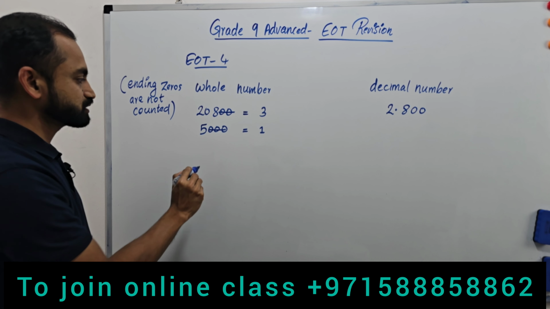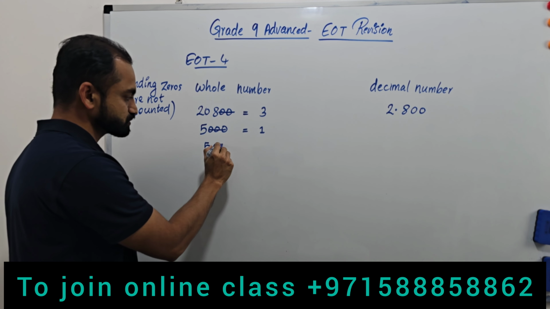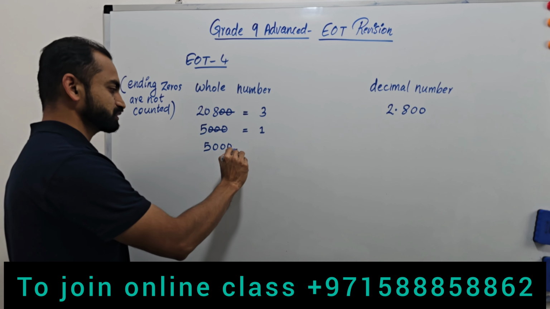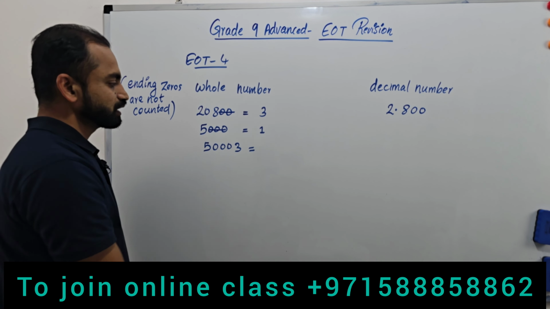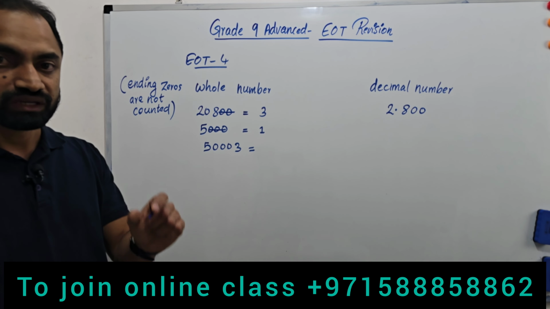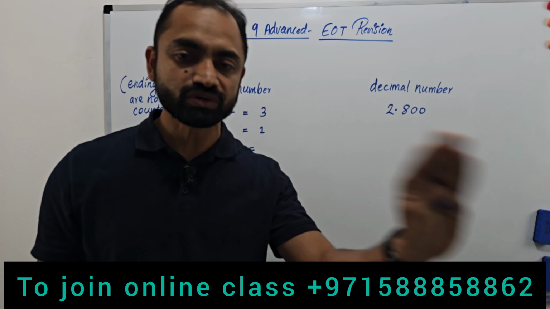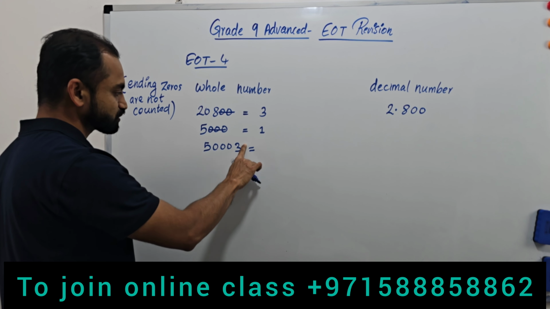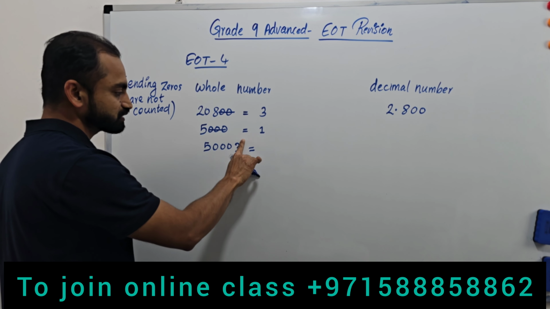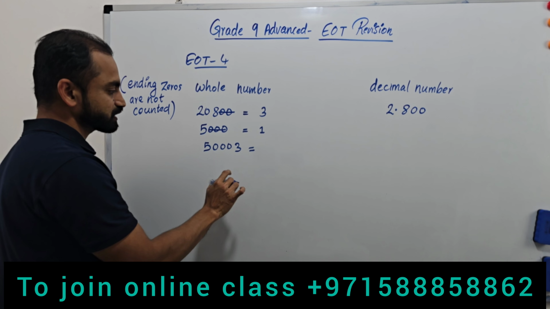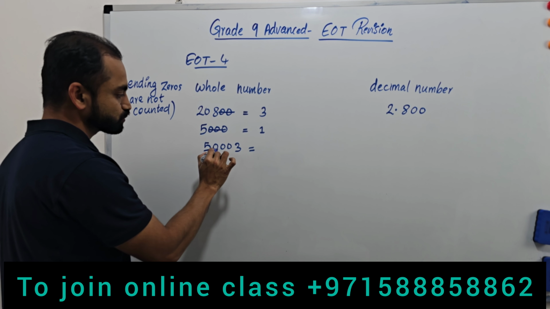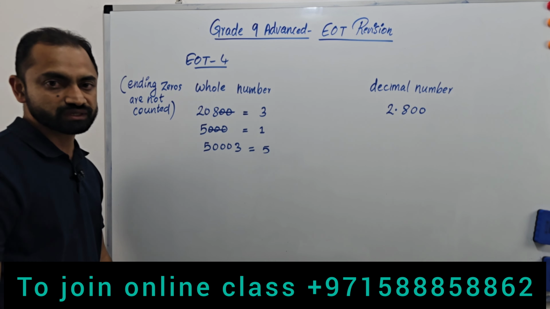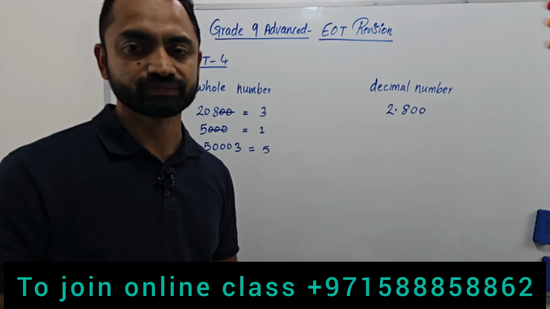Then if I write like this, for example 5000, and any non-zero digit here, for example 3. How many significant figures here? In a whole number, only ending zeros are not counted. All other digits are counted. So here there is no ending zero. It is ending with 3. After 3 there is no 0. So there is nothing to cancel. So here 1, 2, 3, 4, 5. 5 significant digits.